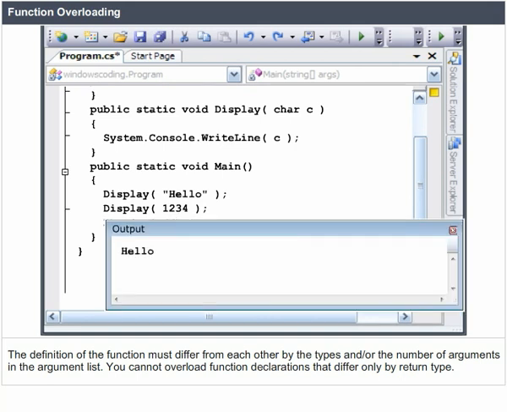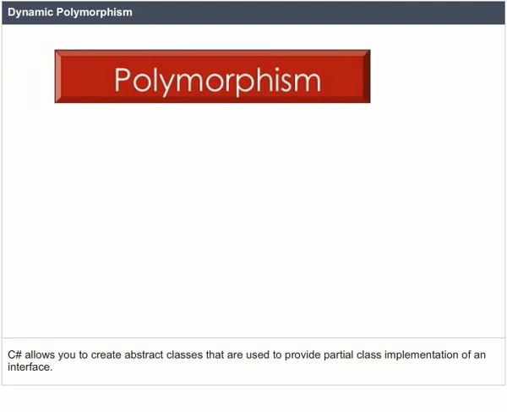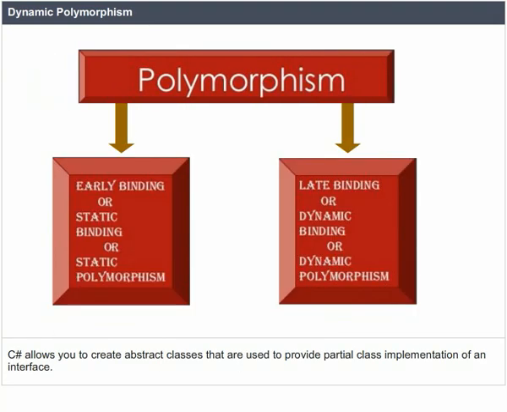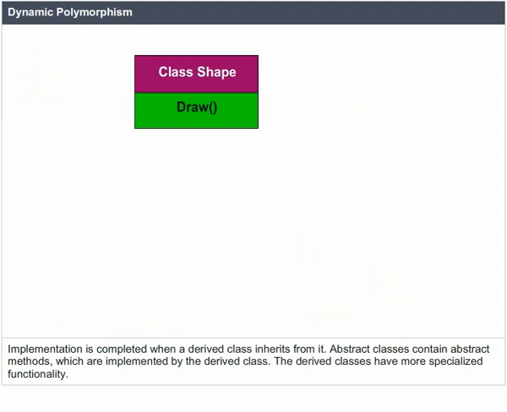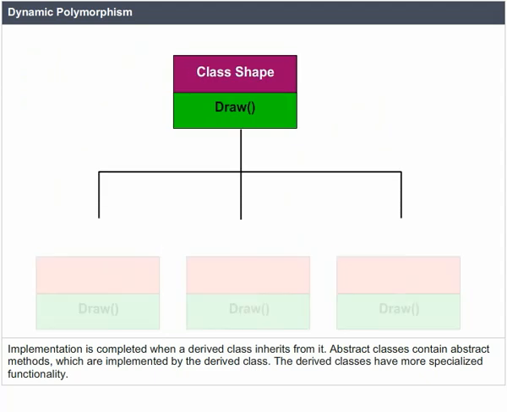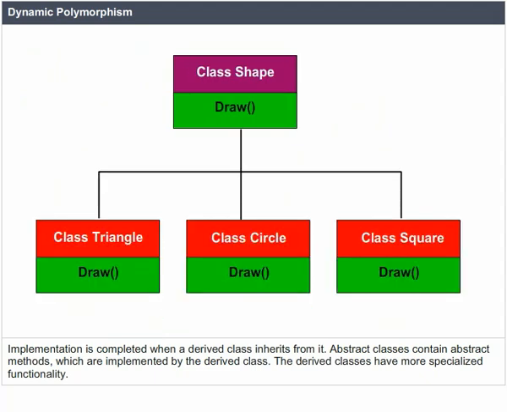Dynamic polymorphism. C# allows you to create abstract classes that are used to provide partial class implementation of an interface. Implementation is completed when a derived class inherits from it. Abstract classes contain abstract methods which are implemented by the derived class. The derived classes have more specialized functionality.